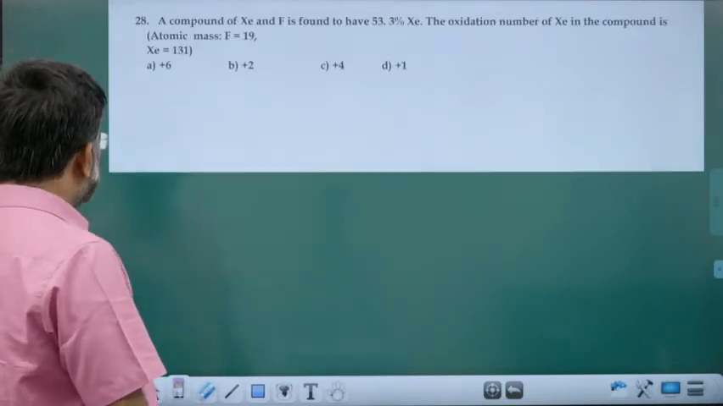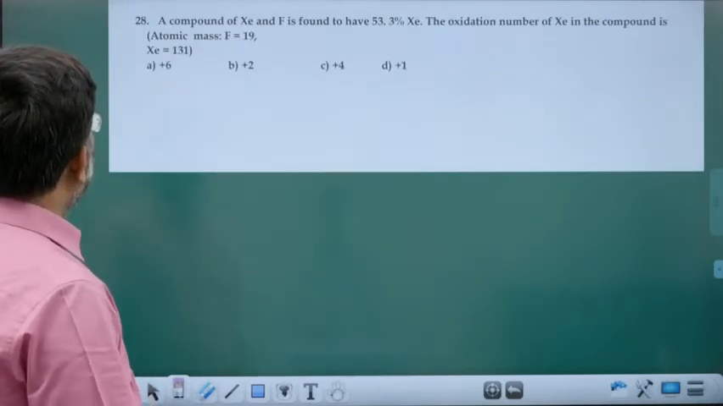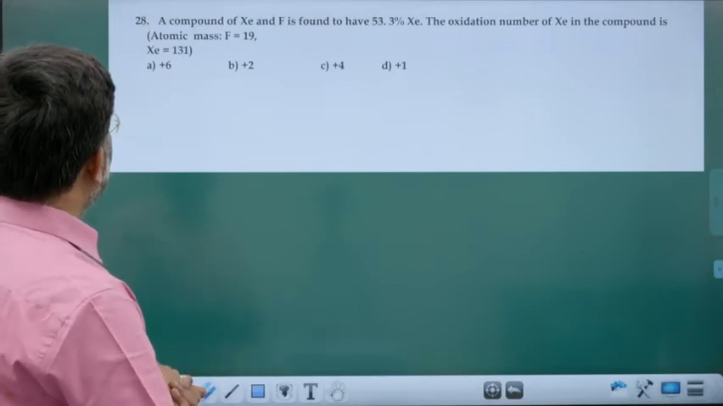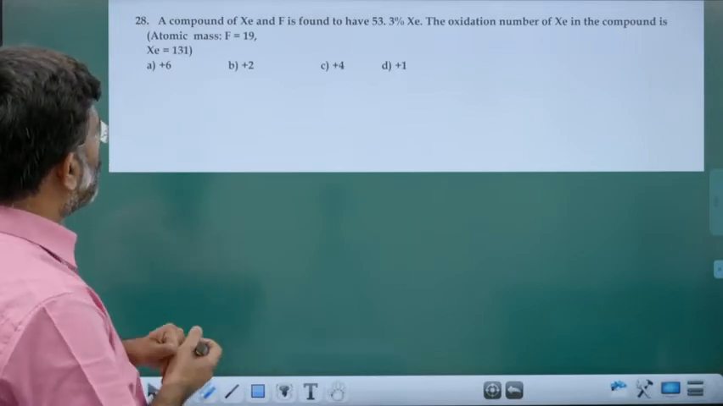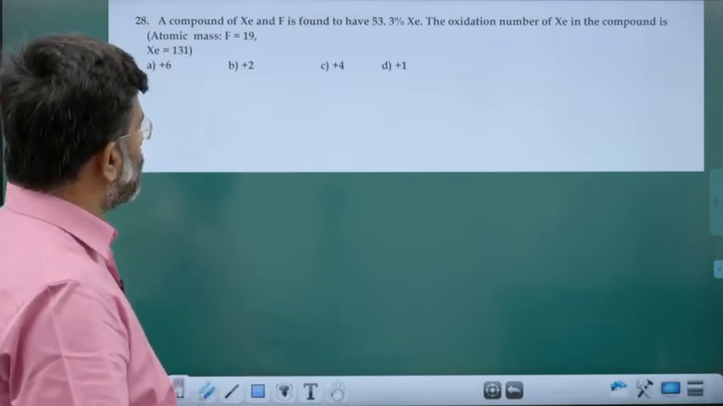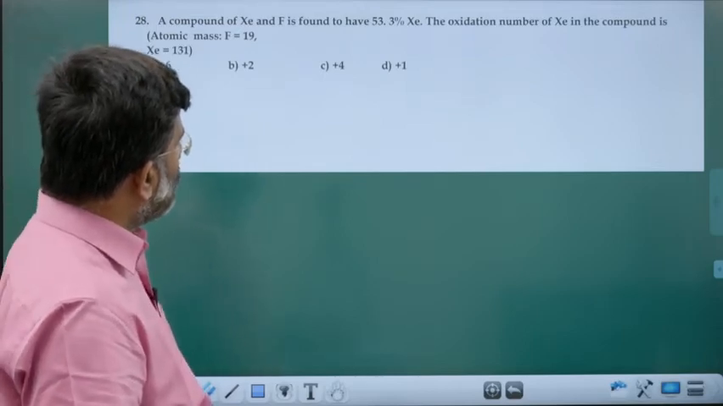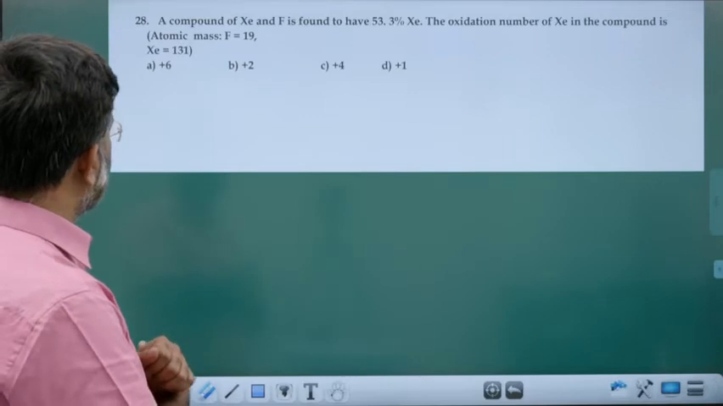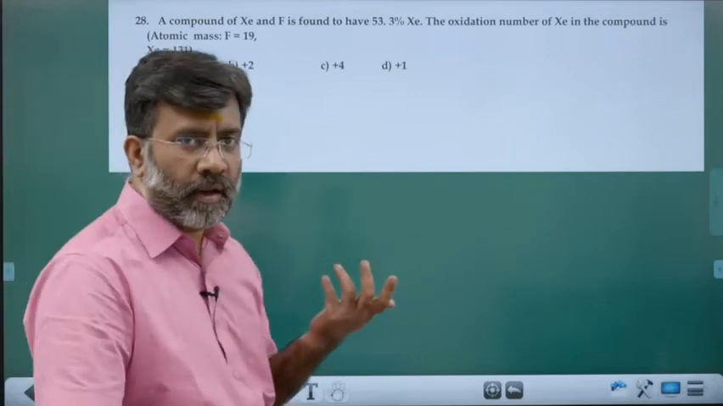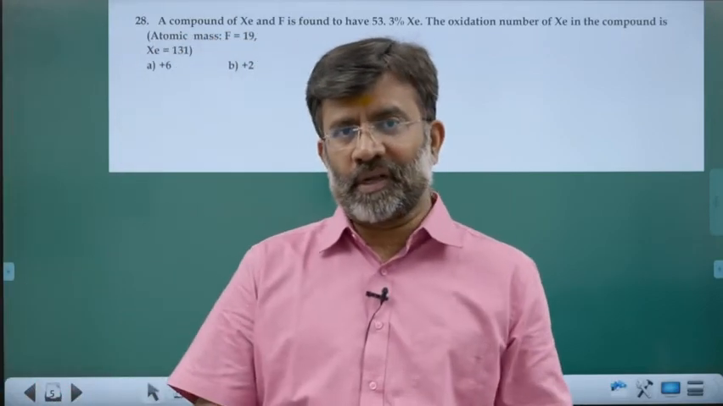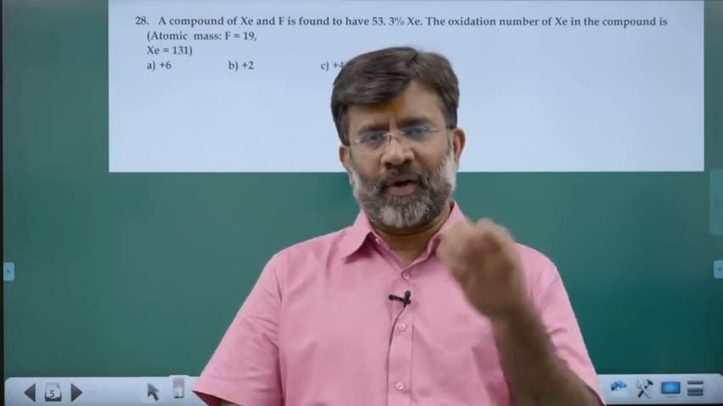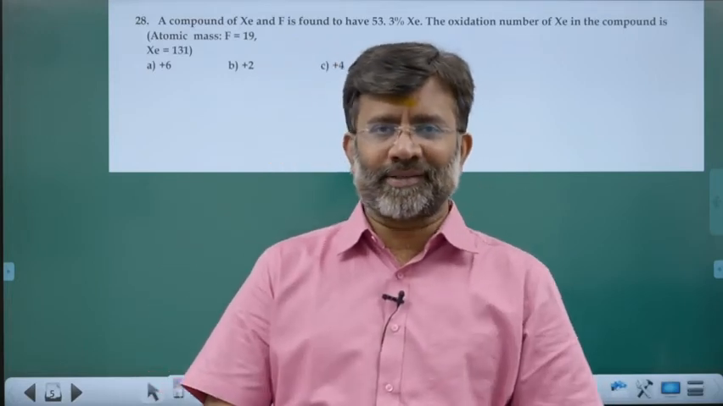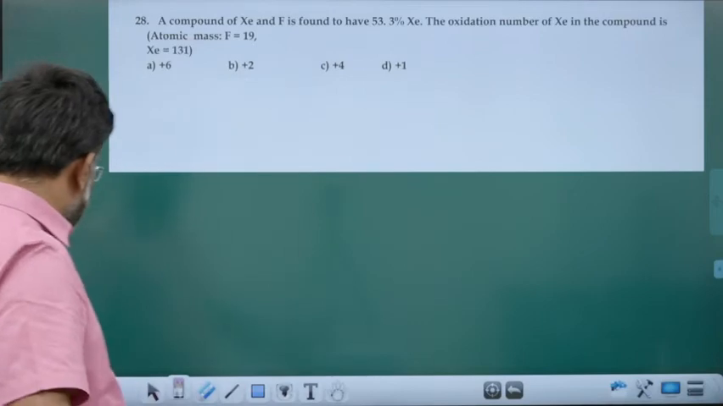A compound of xenon and fluorine is found to have 53.3% xenon. The oxidation number of xenon in the compound is? Atomic masses are all given. So find out the formula. Percentage is given. Once you get the formula, you find the oxidation state. It's as simple as that.